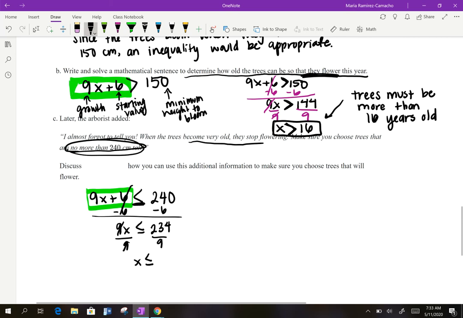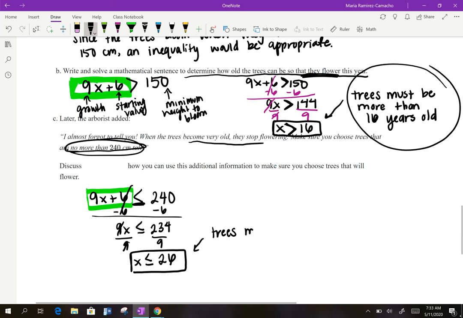Okay, and this should be 26. Yes. All right. So this means that not only should the trees be more than 16 years old, but they must be younger than or equal to 26 years old.